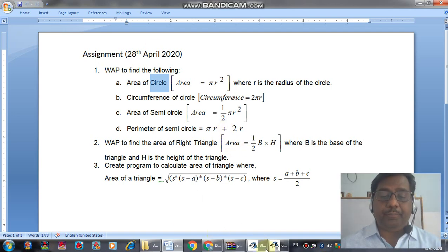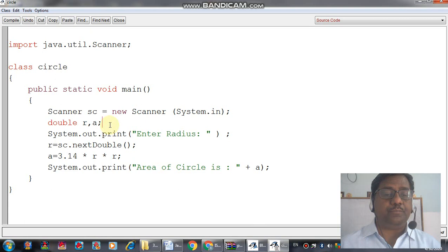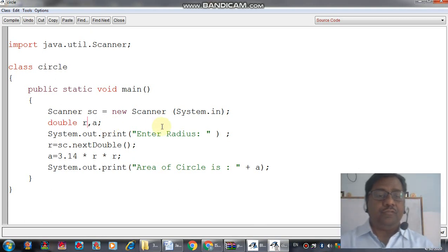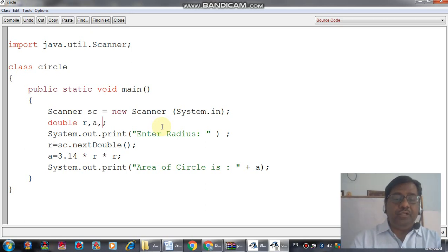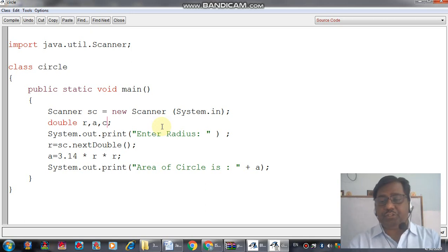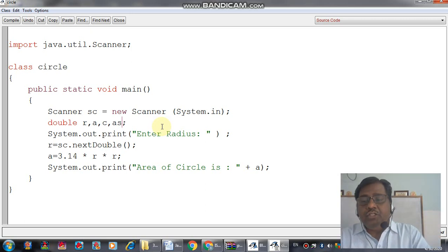Therefore, when you are writing the program, you are supposed to take the value of r, that will represent the radius. You are supposed to take a, which is used to store the area. You are supposed to take c, which is used to store the circumference. I will take AS as the area of the semicircle, so AS represents the area of the semicircle and P will represent the perimeter. That means I have declared all the variables.